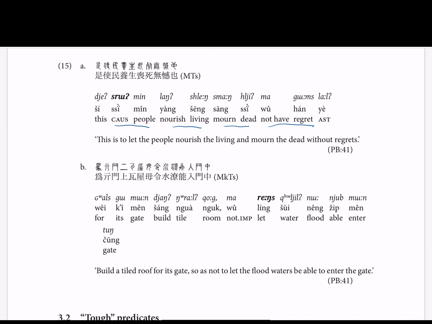15b, guaz gu mun for its gate. Diang ra gok, build a tiled room. To build a tiled room for the gate, so that the water would not come in. Marings, so as not to let. Oops, here's another typo. So let's just ignore the last bit of the sentence and only pay attention to the causative-like verb. I will make sure to correct all these typos before uploading the PDF to my website.